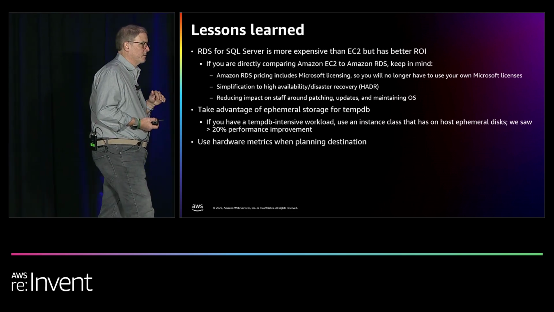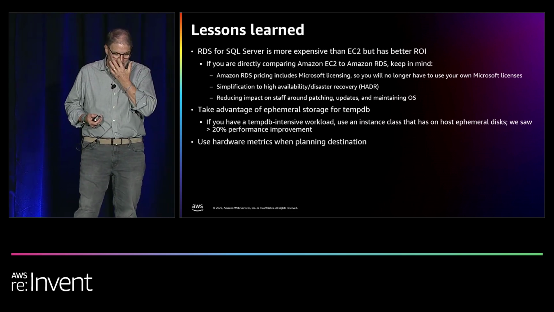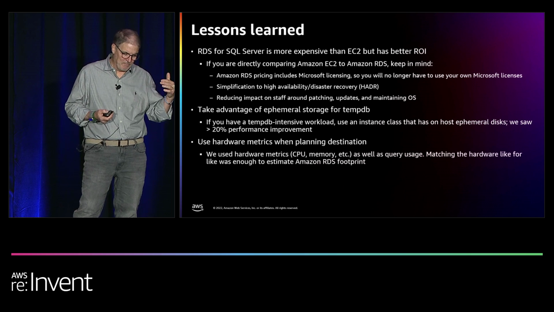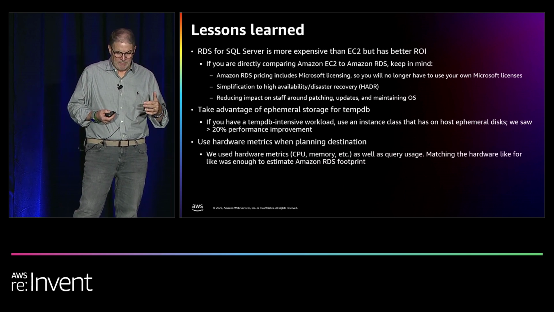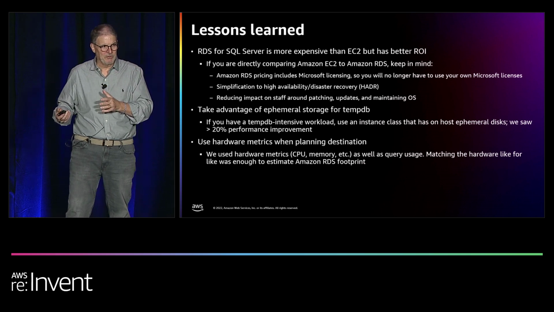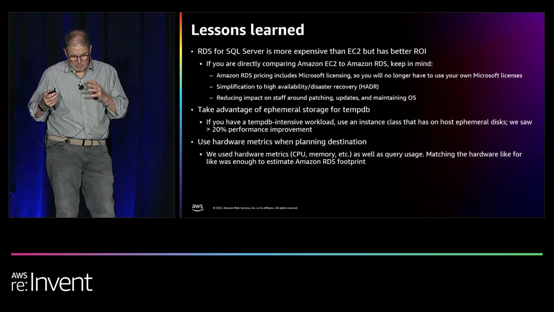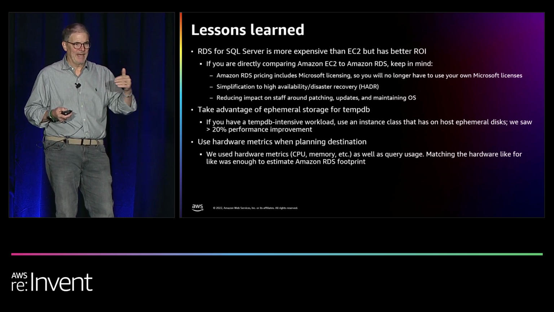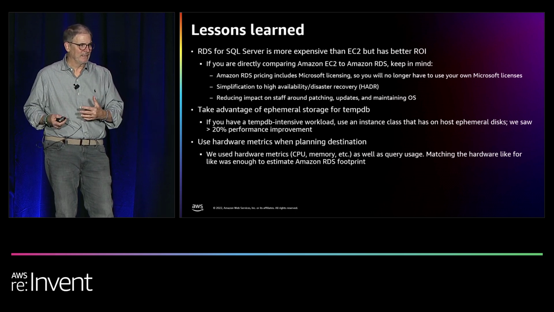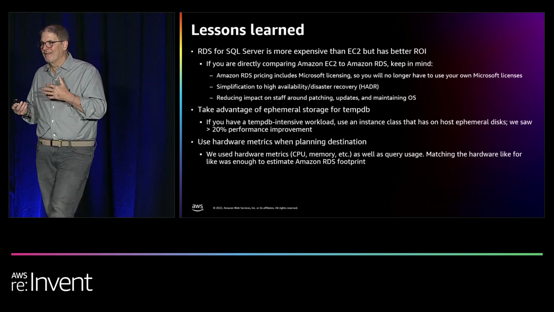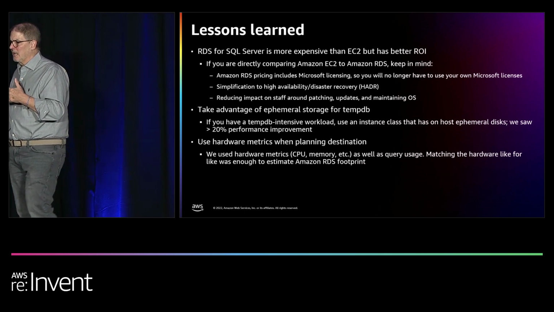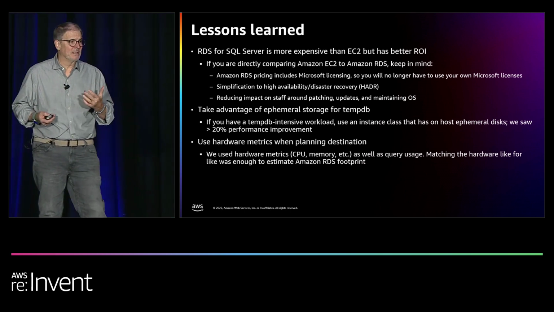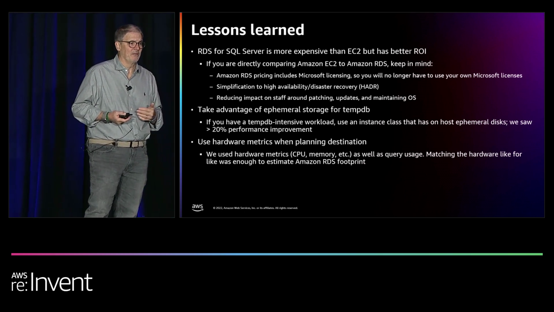Use the hardware metrics when planning your destination. By that, we looked at how we are configured on EC2, and how comparable those hardware metrics are to RDS. And I would say we were pleasantly surprised that they were close enough and alike enough that we could figure out apples to apples sizing and capacity. Now, it was verified by the testing, but we were really pleasantly surprised. It was close enough that we really didn't have to get into all the details.